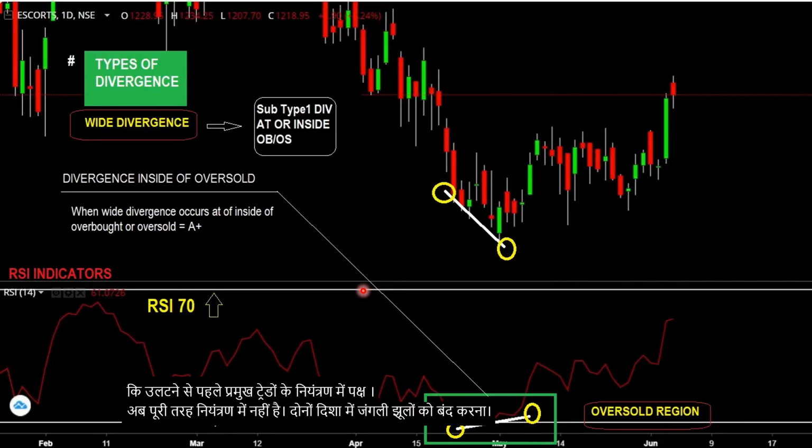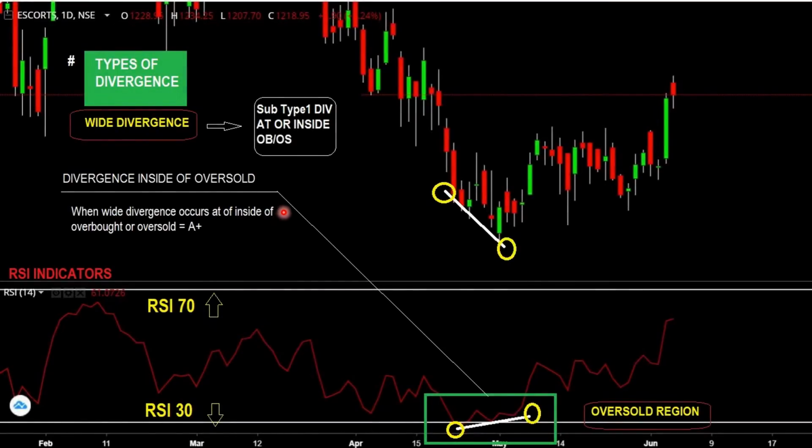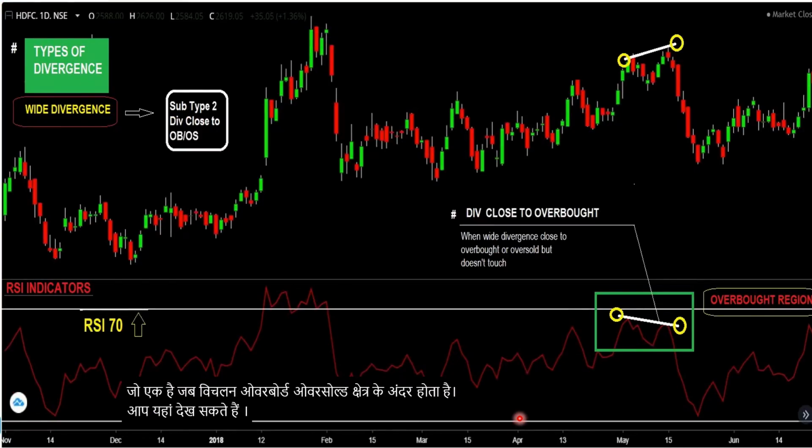Now again, there are two subtypes of divergence. This is the Escorts chart, which is number one, when the divergence occurs at or inside of the overbought or oversold region. You can see here. And number 2, when the divergence occurs close to the overbought or oversold region. But notice how it's close but not touching.